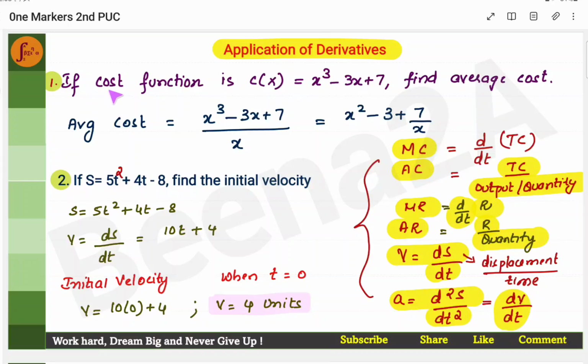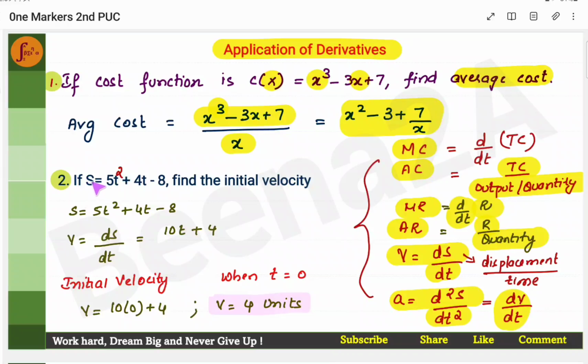Now in this particular question, if cost function is given, find average cost. What is average cost? Average cost is total cost by output or quantity, or X. Normally this X represents quantity. So average cost is cost function by X, which is total output, which is quantity. So you divide each of this with X, you'll get this particular expression. So this is the average cost.